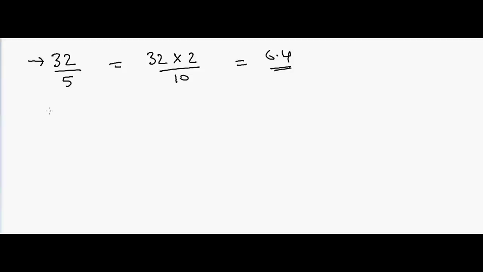Another example: suppose I have 16 and I want to divide by 5. The answer is 2 times 16 is 32, and then put a decimal here. So that's your answer.